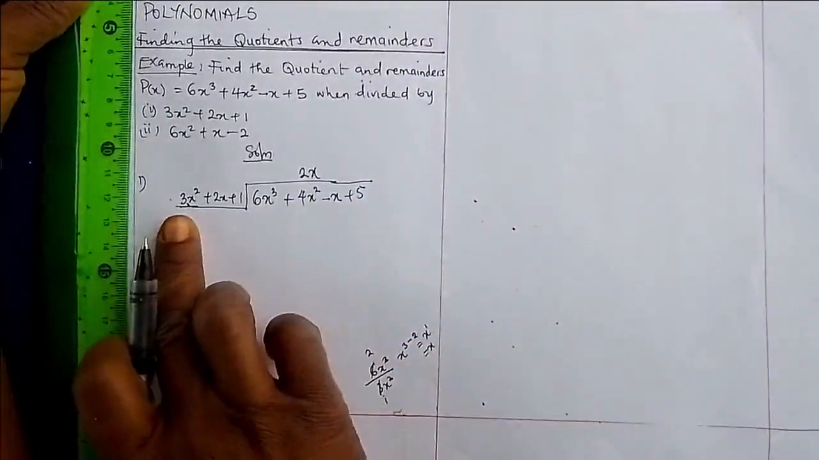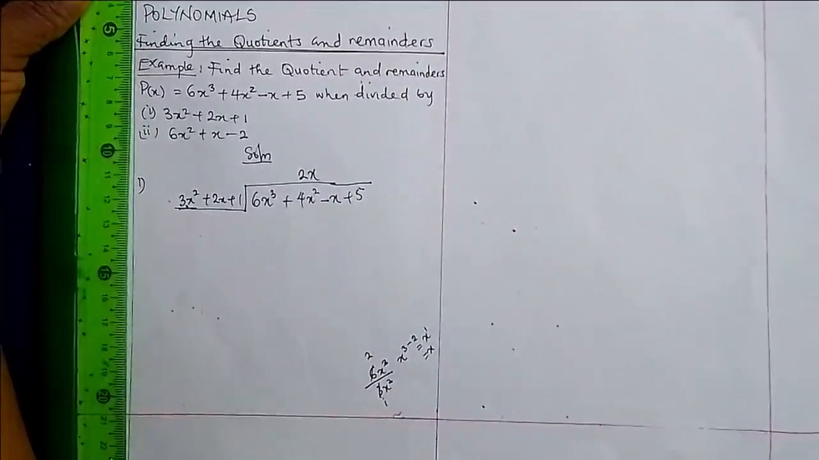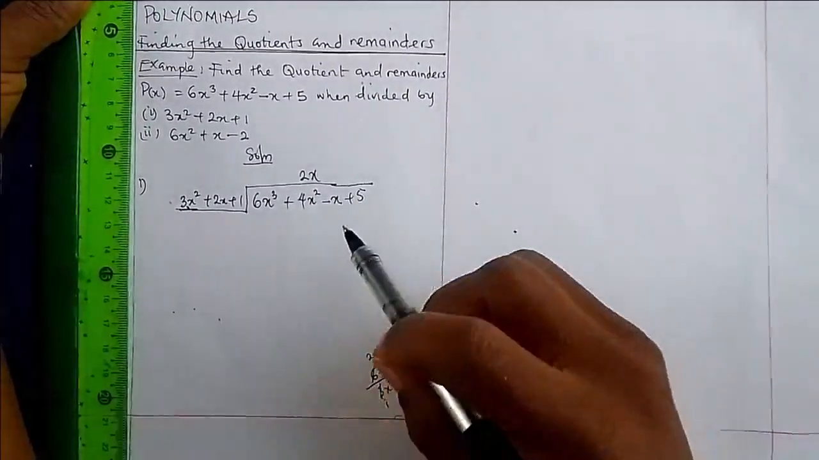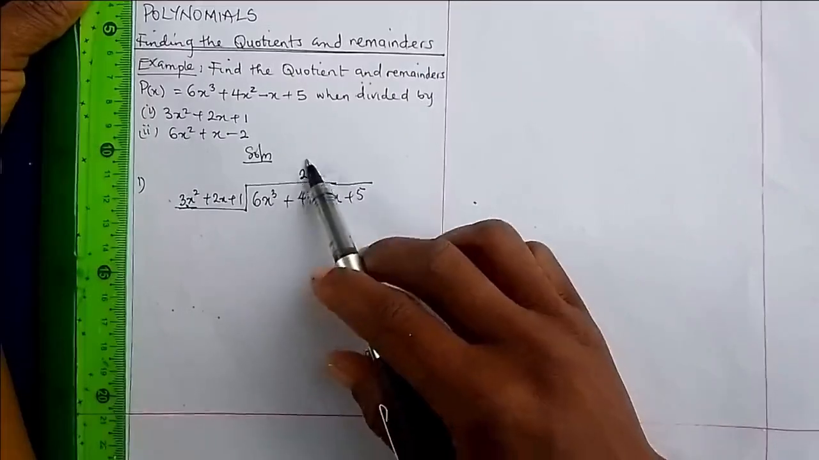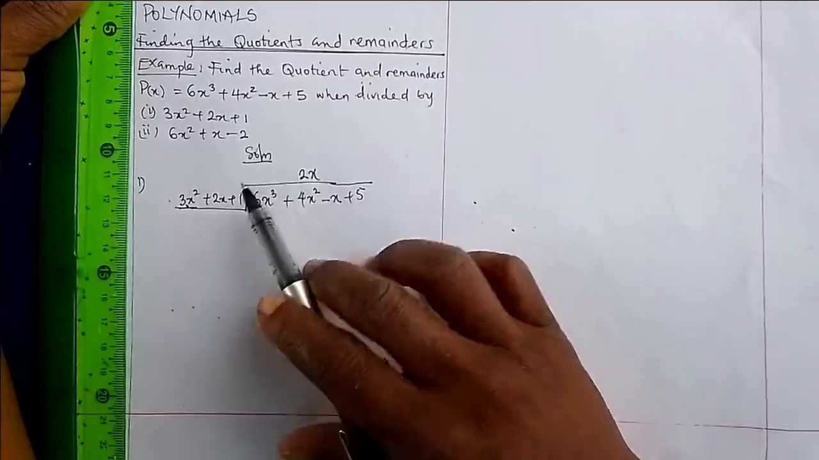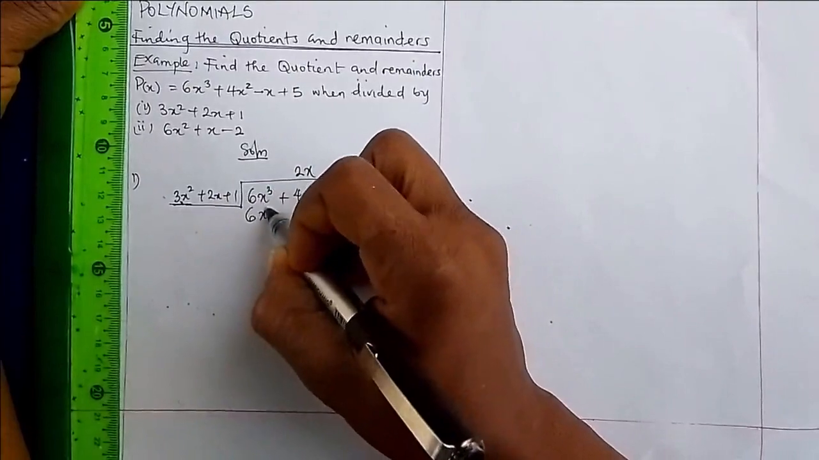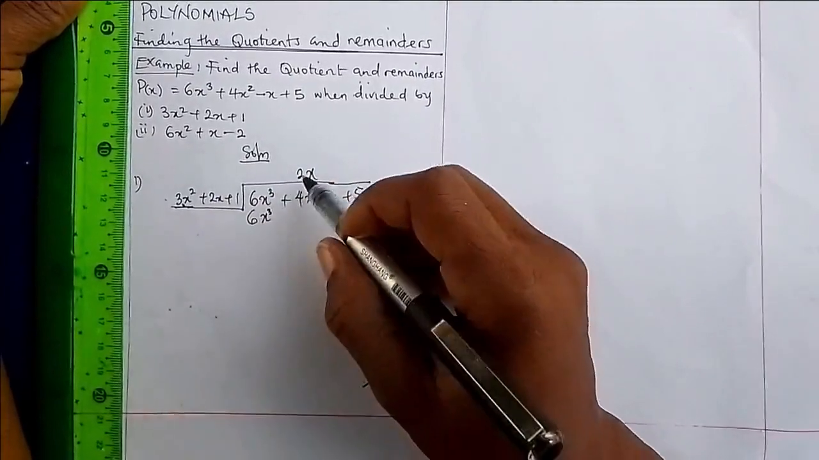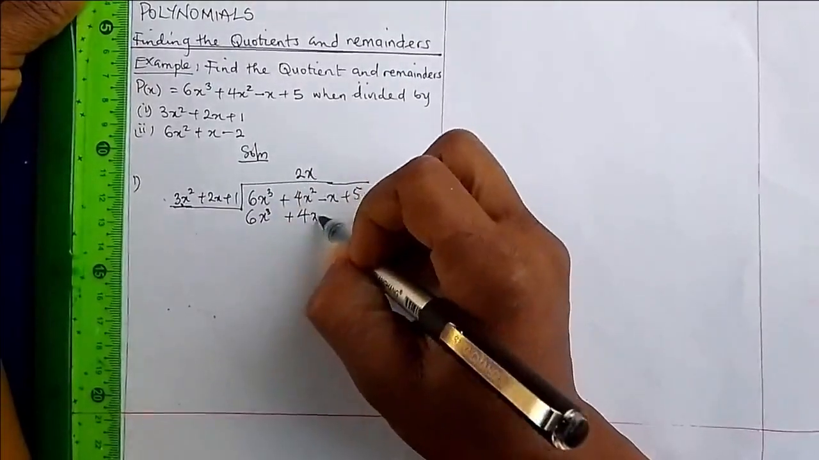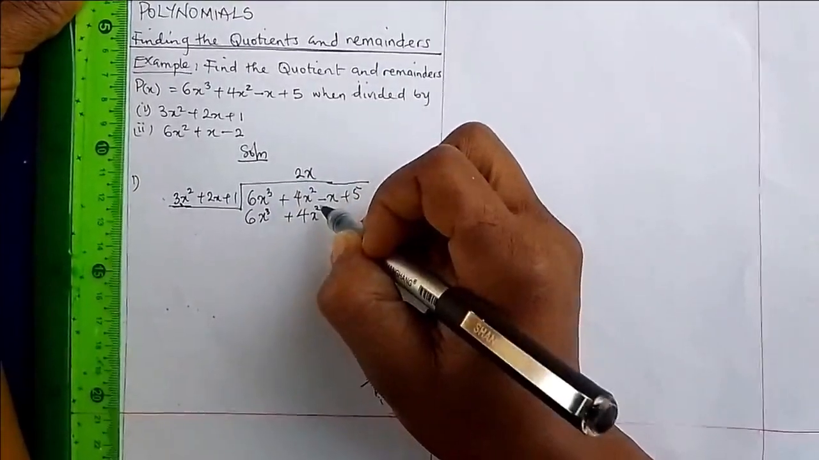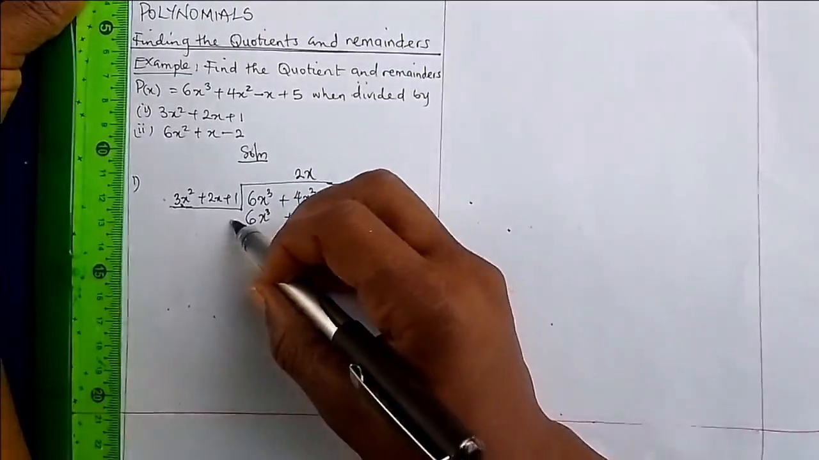Now, after using this to divide, just like your regular division, after division, you do multiplication. You use the same quotient that you got to multiply everything here. So we have 2x times 3x^2 gives us 6x^3. 2x times 2x gives plus 4x^2. 2x times 1 gives plus 2x. Then you subtract.